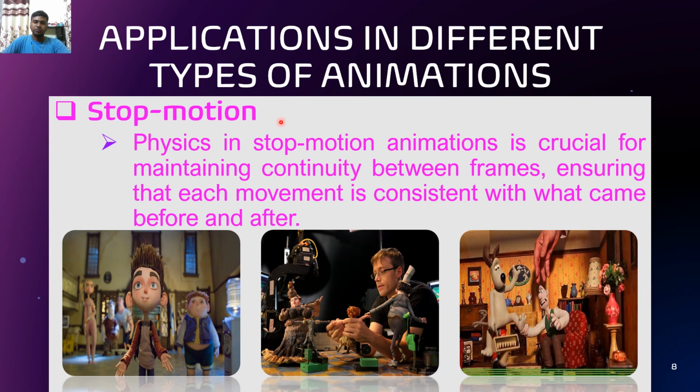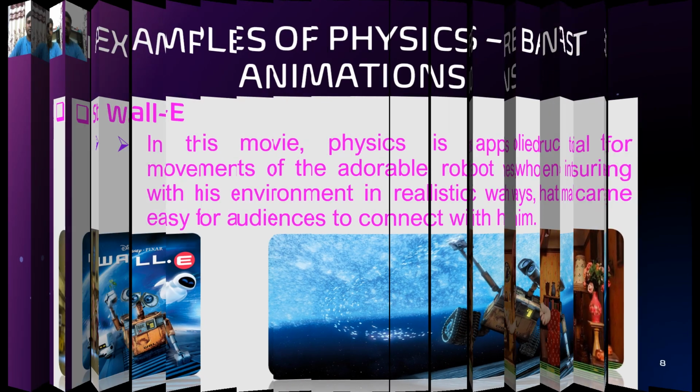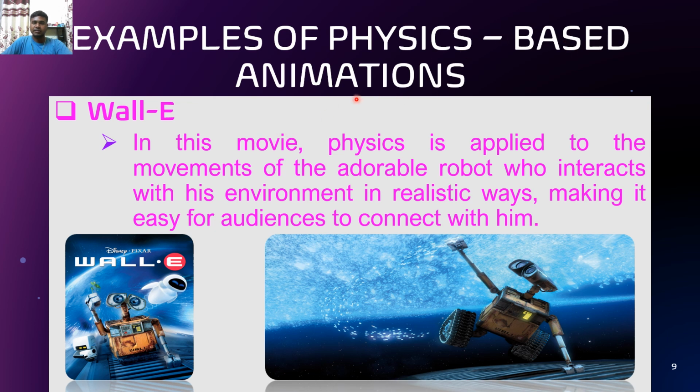The stop motion. Stop motion is very interesting. As you can see, physics in stop motion animations is crucial for maintaining continuity between frames, ensuring that each movement is consistent with what came before and after. As you can see from the images, the stop motion is used by this person, and in one of the shows, Shaun the Sheep, they use stop motion for their show.